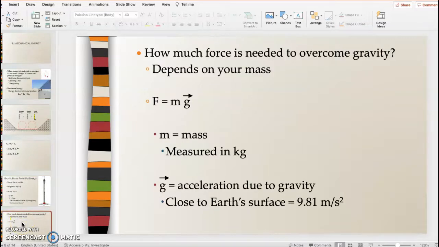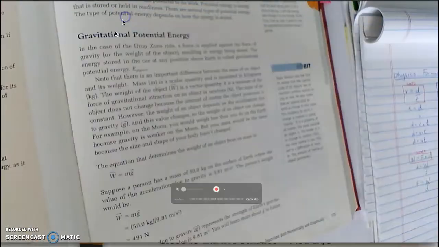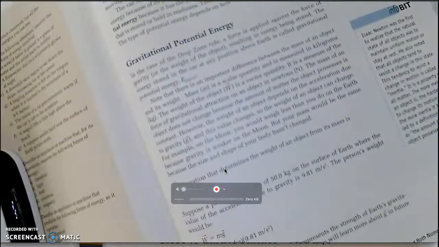We haven't gone through this yet, so let's do it now. Let's switch to the document camera. Okay, FG is MG. You're like, what? So let's add that to what we're doing.